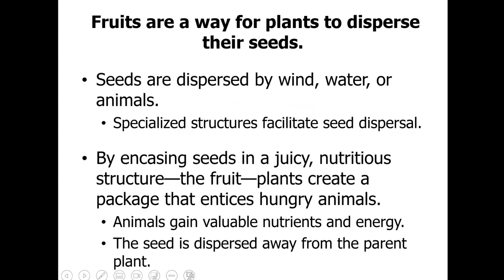So fruits are going to be a way for plants to disperse their seeds. So seeds are going to be dispersed, like we said, by wind, water, or sometimes animals. They are going to be specialized structures that help facilitate seed dispersal that we can look at. So encasing seeds in a juicy, nutritious structure such as fruit, plants are going to create a package that entices hungry animals. So the animal can gain valuable nutrients and energy by eating that plant or by eating that fruit. And then after it finishes eating the fruit, sometimes it just drops the seed along the way, wherever it is, or sometimes it does go through the digestive tract and it comes out in the fecal matter.